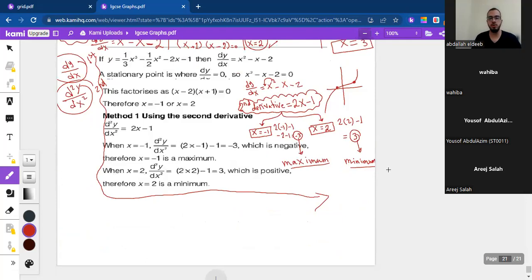Okay, so I will share now the worksheet.